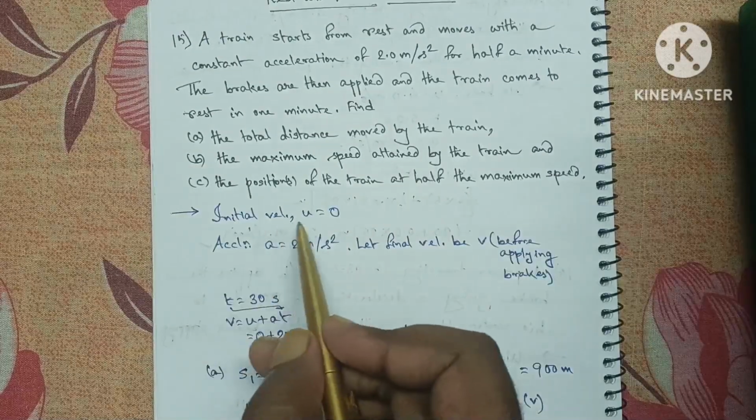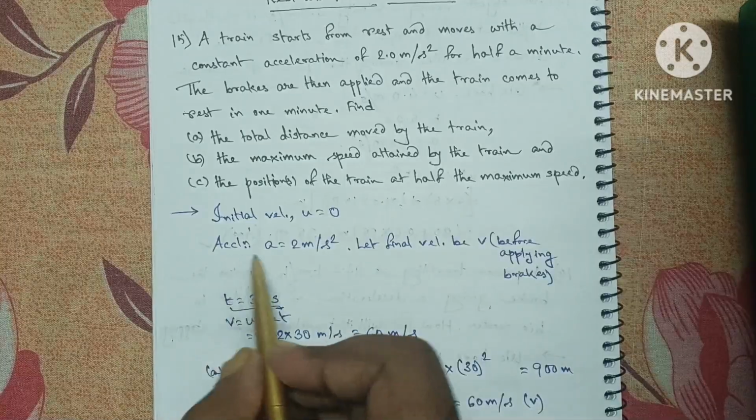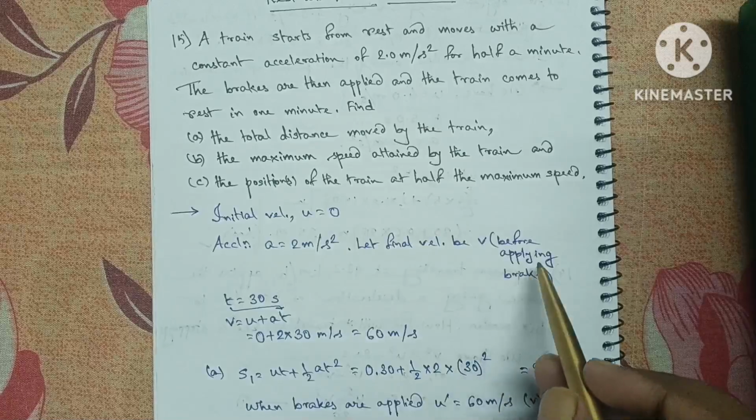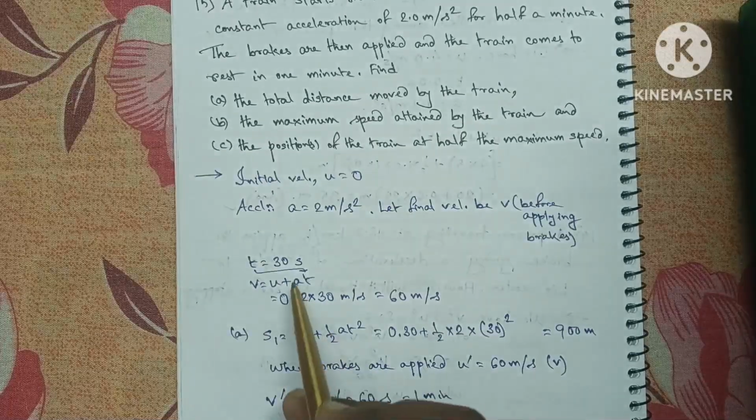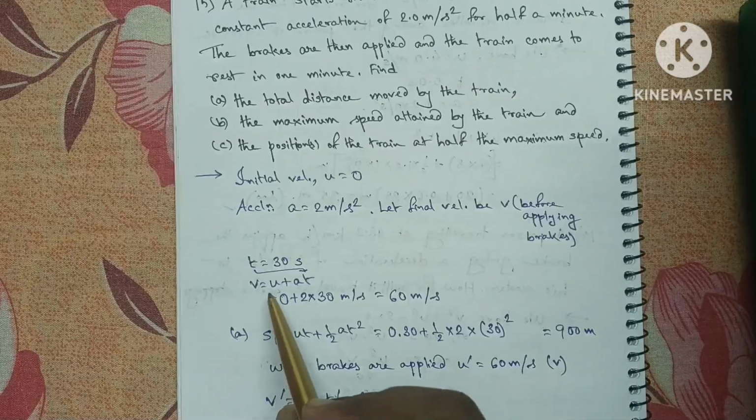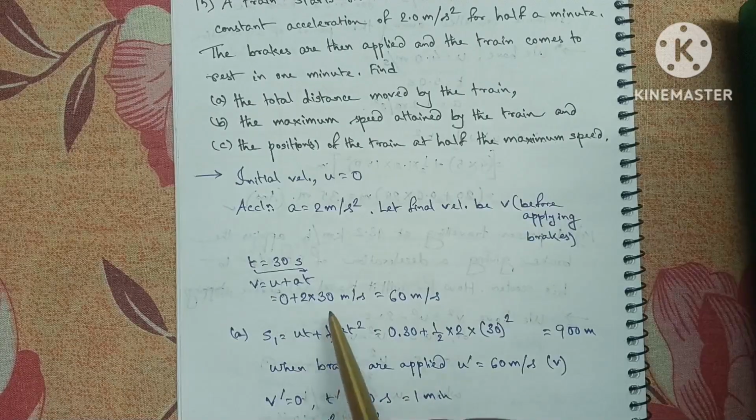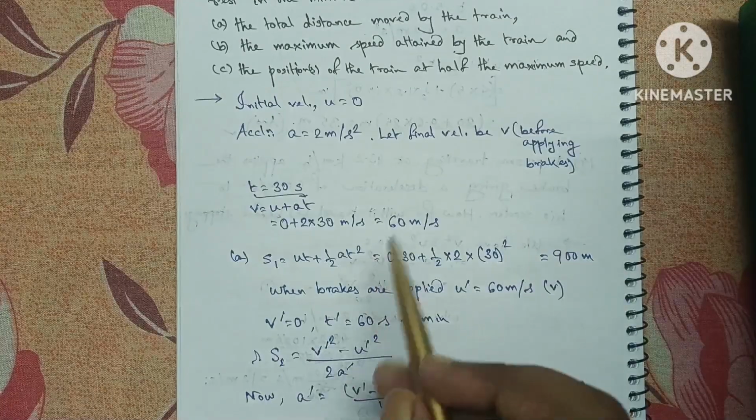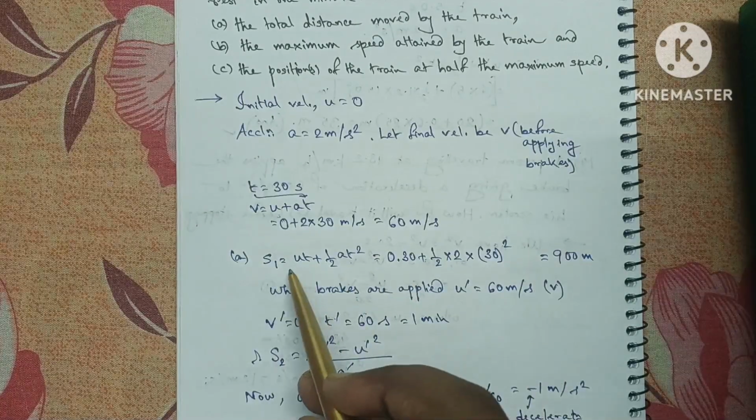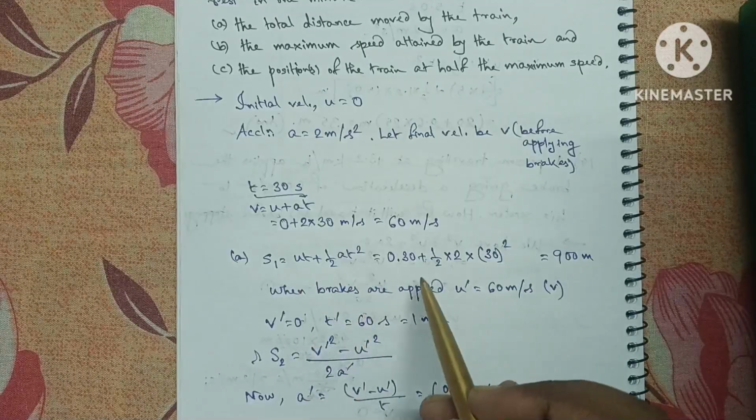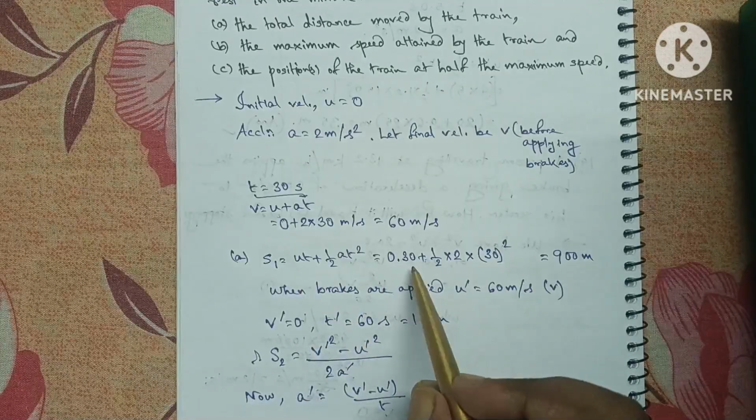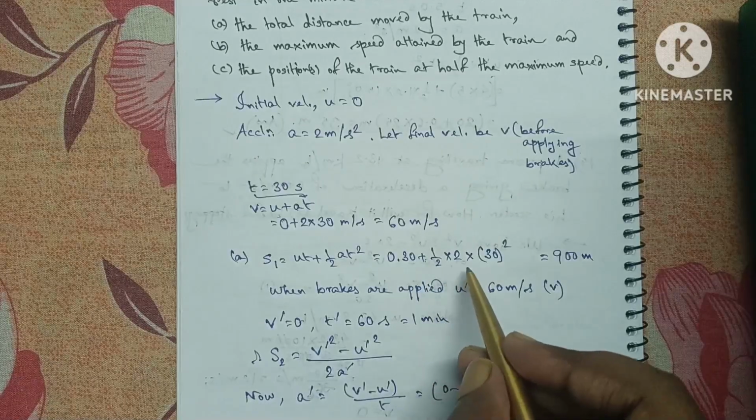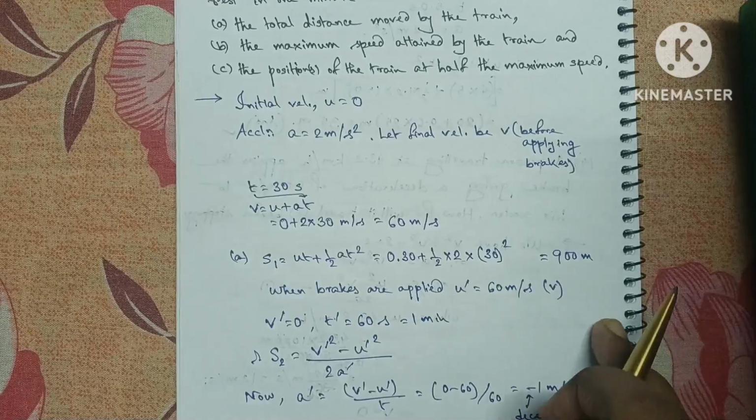So initial velocity is given as 0. Acceleration is 2 meters per second squared. Let the final velocity be v, which is before applying brakes. Now t is equal to half a minute, that is 30 seconds. Applying the formula v = u + at, we get v = 60 meters per second. Now for question number 1, we calculate s1 as ut + half at squared, which is 0 into 30 plus half into 2 into 30 squared, which is equal to 900 meters.